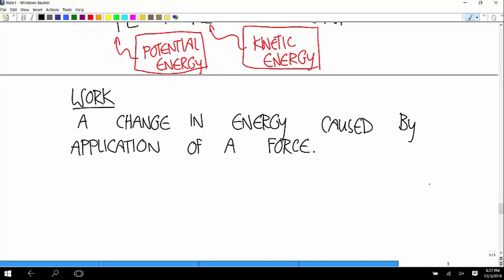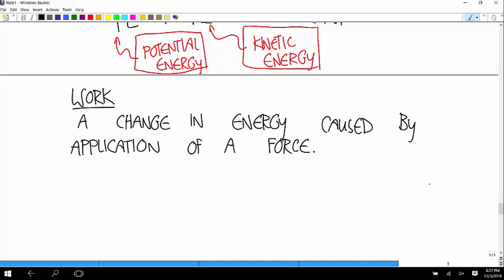Okay, that is not work. Even though that's changing the energy of the chosen object, it's not doing it through the application of a force. It's doing it through the application of a temperature difference. So that's something else. So we're only talking about changes in energy that are produced by applying forces to things.